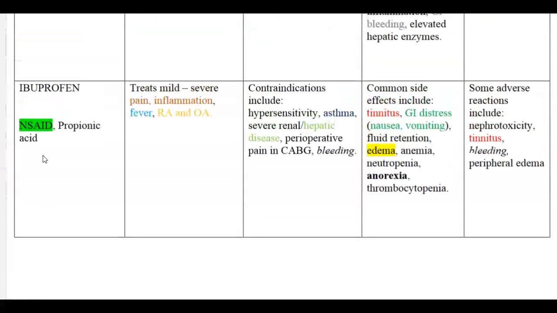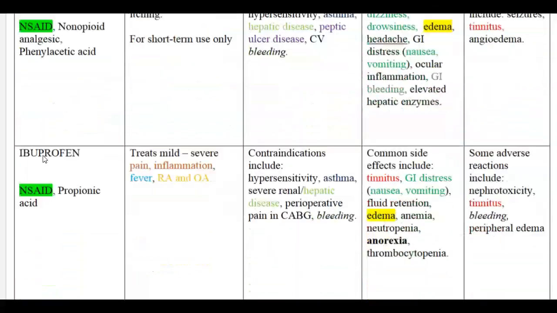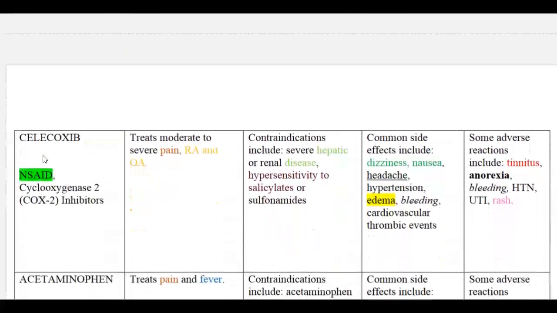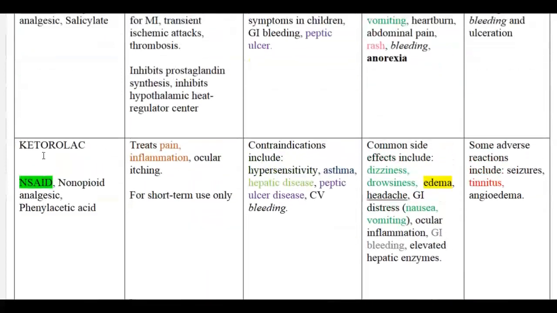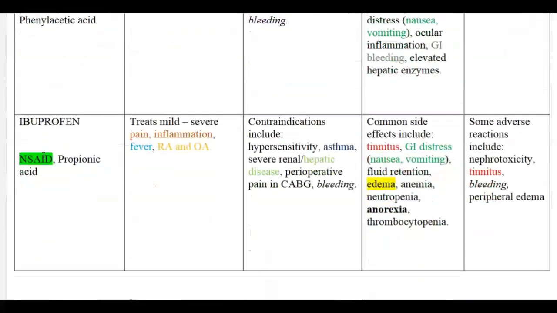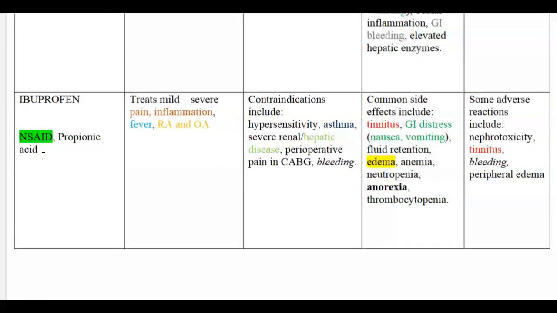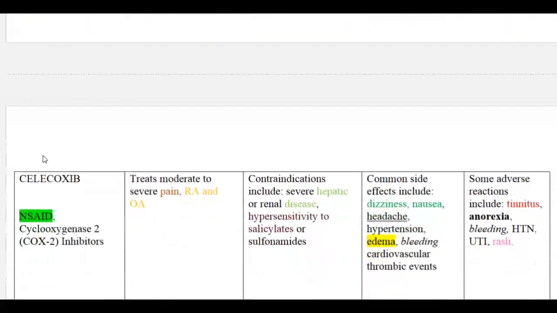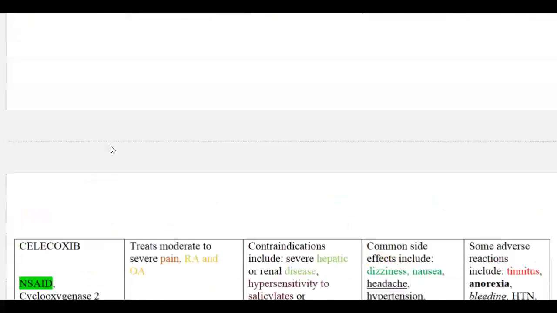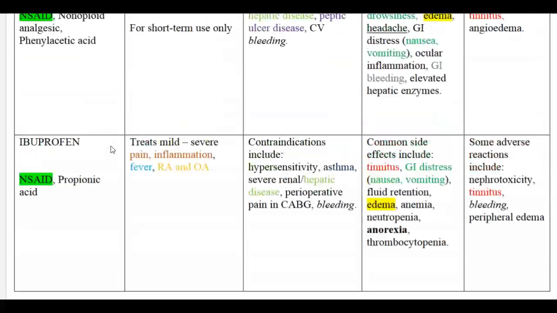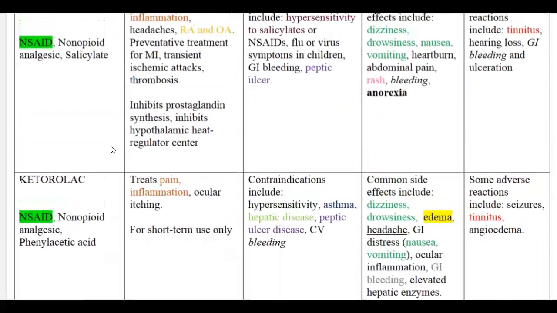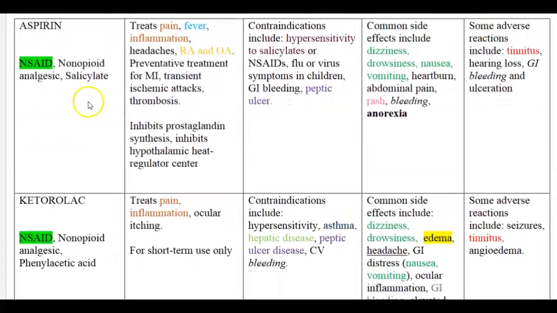It's not listed here, but you should know that aspirin, ketorolac, ibuprofen, they all affect COX-1 and COX-2. Celecoxib is a COX-2 inhibitor. And the benefit of that is you have less GI distress, less risk for GI bleeding, because those NSAIDs that affect COX-1 and COX-2 put the patient at risk for GI bleeding, peptic ulcer bleeding, right?